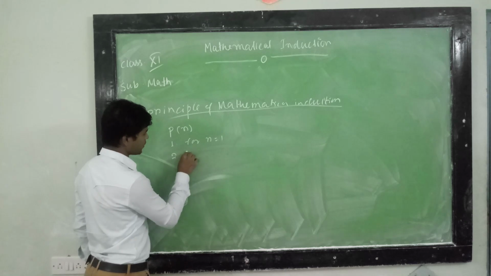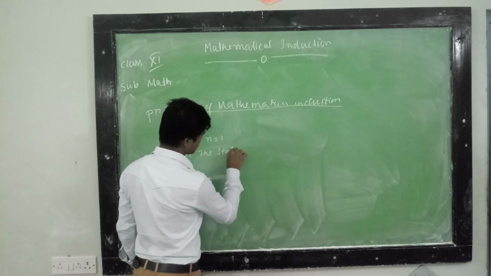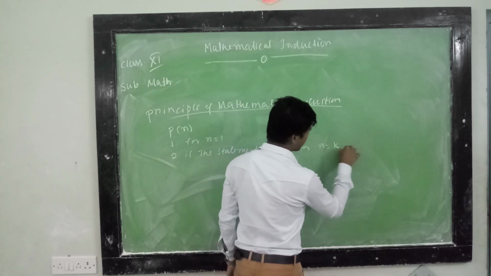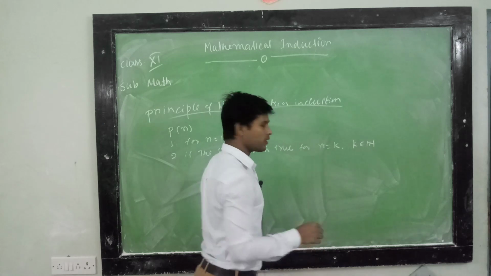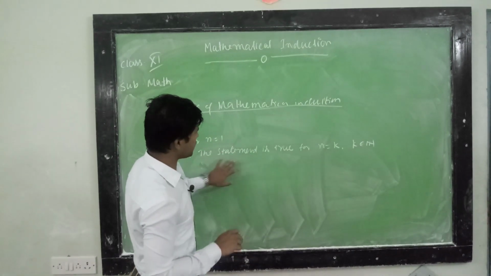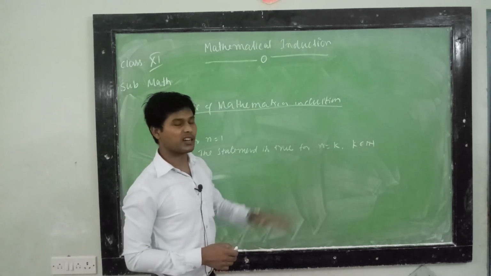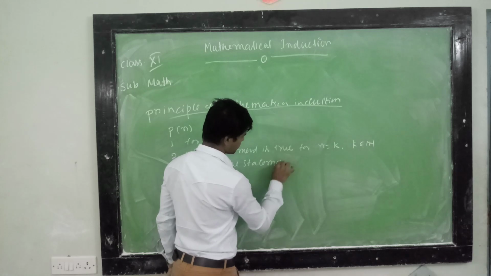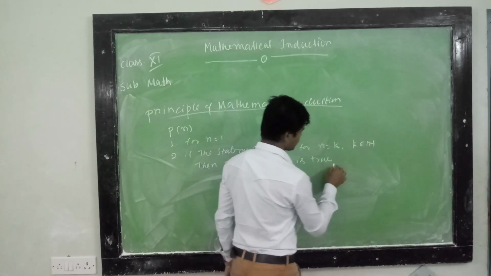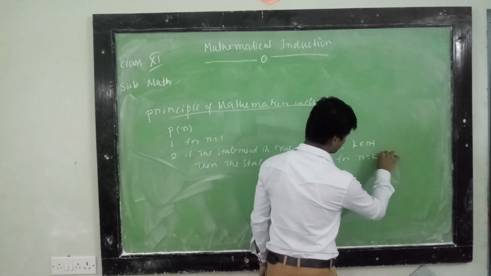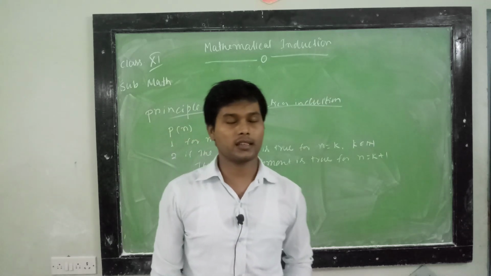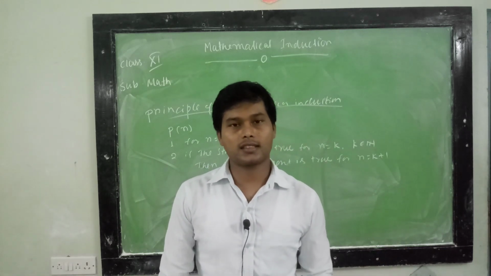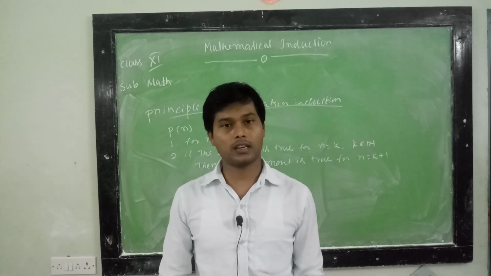And the second condition is, if the statement is true for n equal to k, where k is any arbitrary natural number, then the statement is true for n equal to k plus 1. Means if the statement is true for n equal to k, then the statement is true for n equal to k plus 1. Then the principle of mathematical induction says that the statement is true for all values of n.